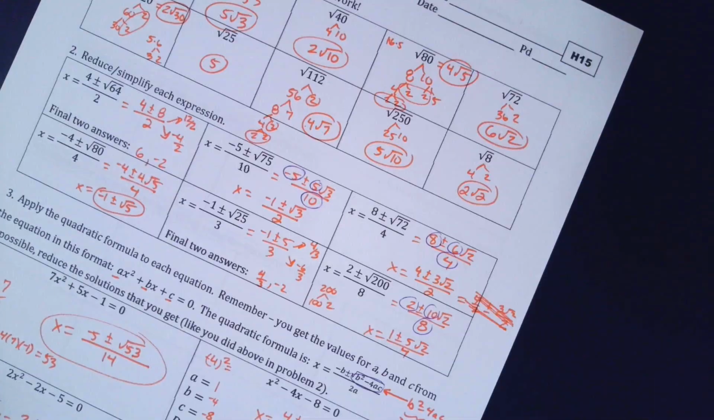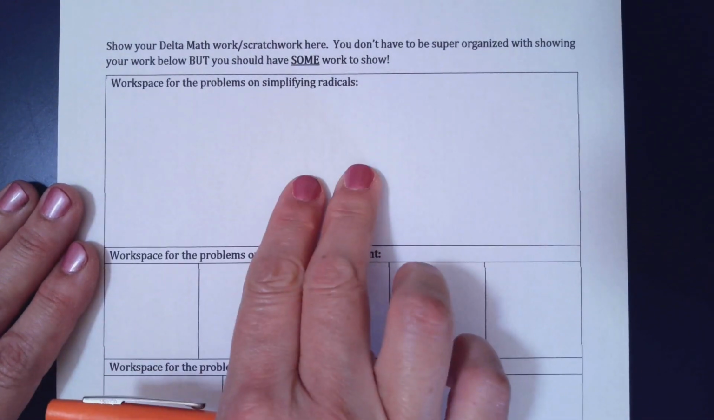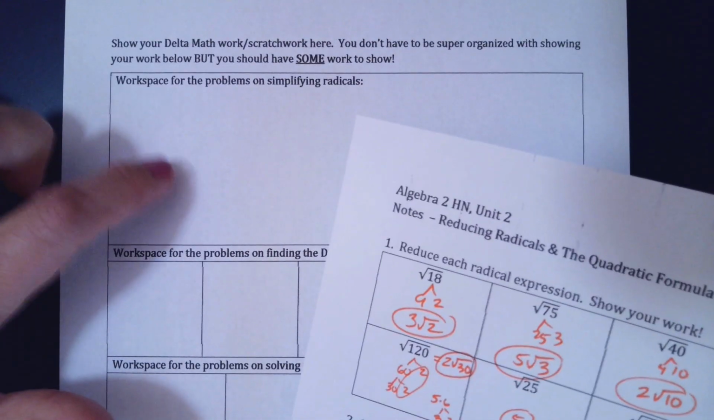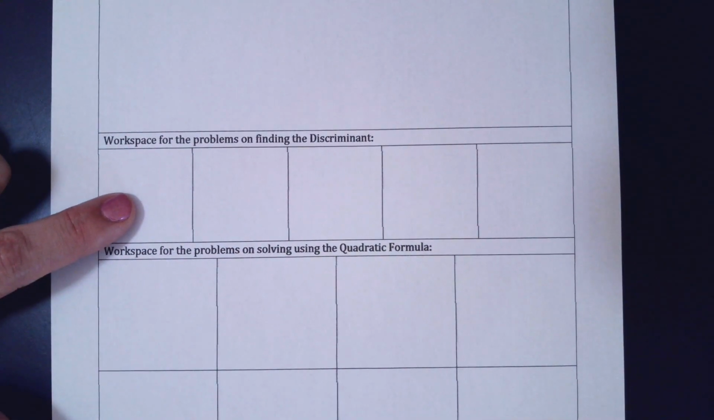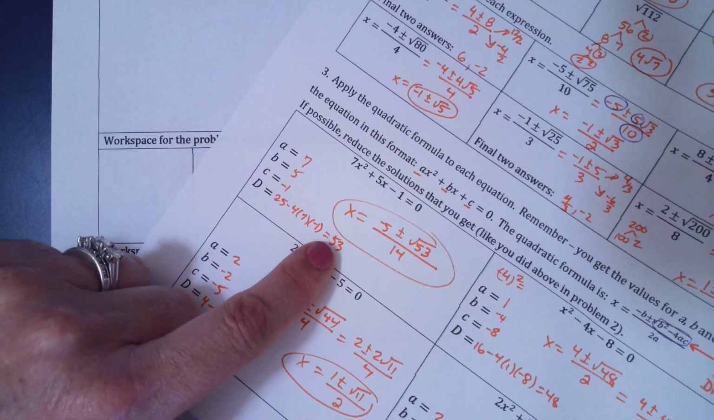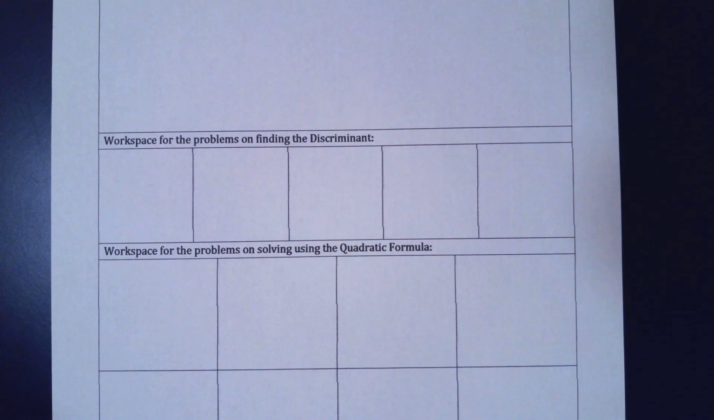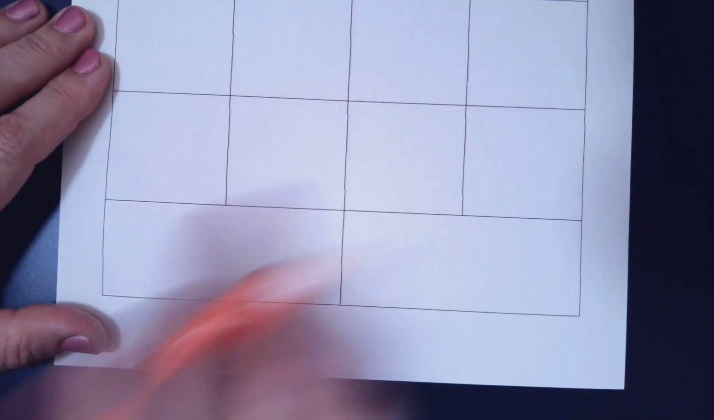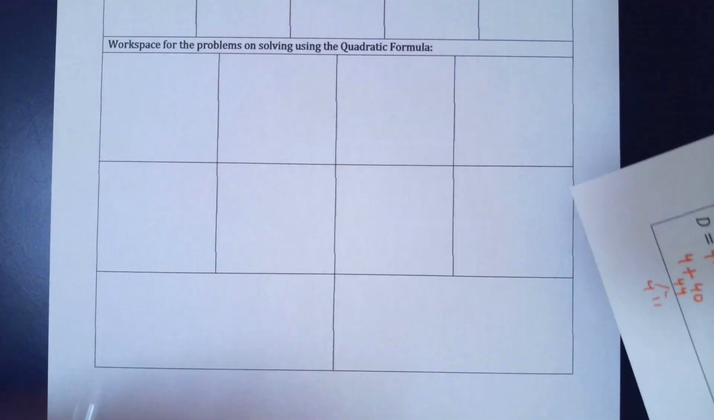And there you go. So just real quick, on the back here, if you need to do any scratch work, there are quite a few problems on simplifying radicals on the Delta Math like this. So do any scratch work there. There's 5 problems where I'm just asking you to find the discriminant, literally just finding this number to practice that. And you do get a few tries on these if you get it wrong. And then down here, there's enough space for you to do the quadratic formula for these problems.